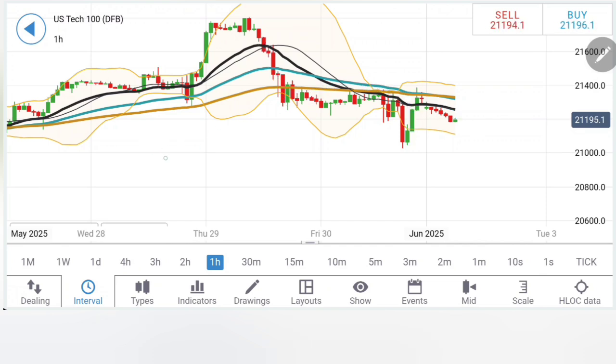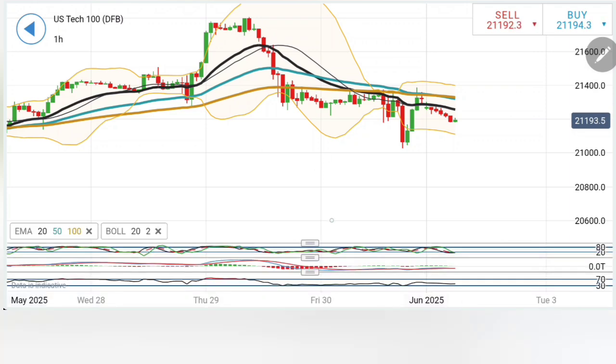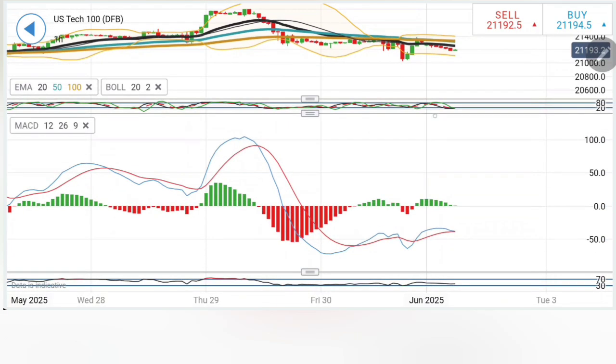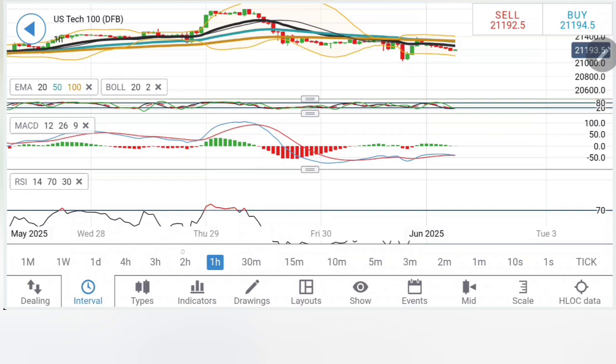It is also forming a nice curve here. So it has to come out of this curve. A breakout confirmation is only and only if it trades beyond 21,400 levels. As long as it stays below 21,400, do not treat Tech 100 as bullish. Stochastic oversold here, the MACD almost flat, the RSI is also flat.